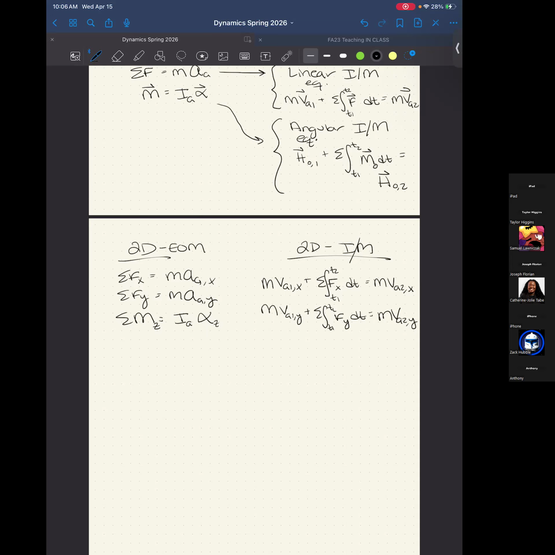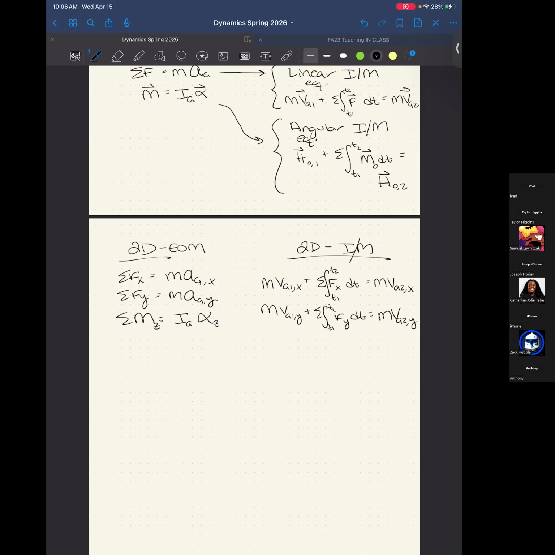Yeah, Gia? Is there any situation where we're gonna have to use radial transverse or normal and tangential and then translate it to these? That's a wonderful question. In real life, yes. In this class, no. In this class, we're just gonna stick to things that we can do with X and Y and Z.